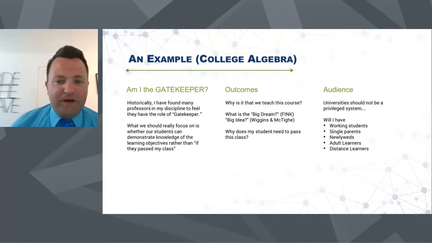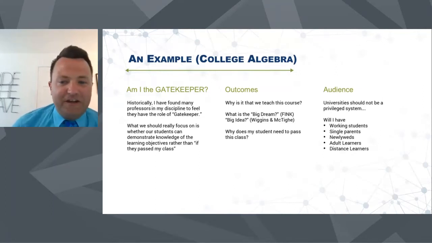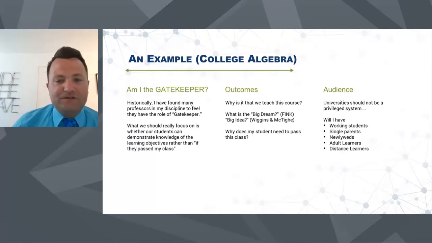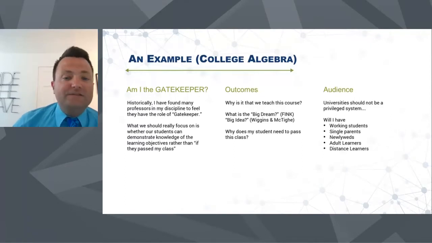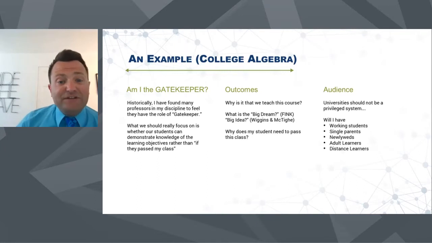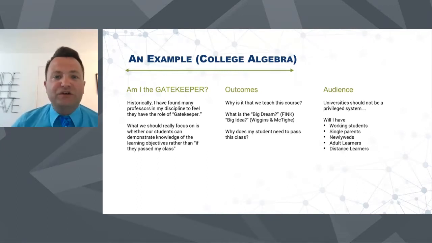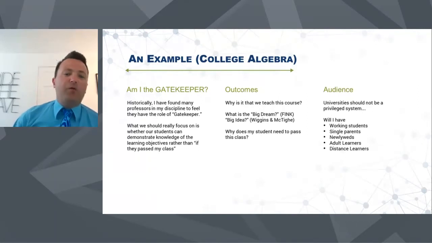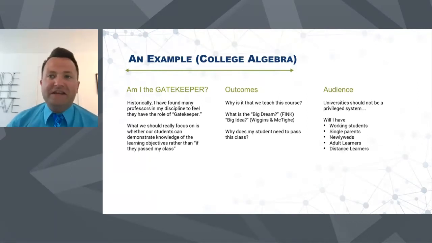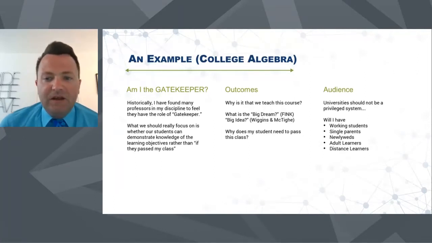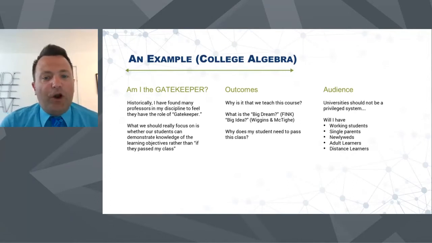If you're familiar with Wiggins and McTighe or D. Fink, they're always asking, what's the big dream? What's the big outcome at the finish of your course that you want to see your students achieve? And why does my student need to pass this class? In college algebra, is it absolutely necessary that they're able to find the square root of a negative number? Or is it that we're concerned about being able to process logically through a linear equation?